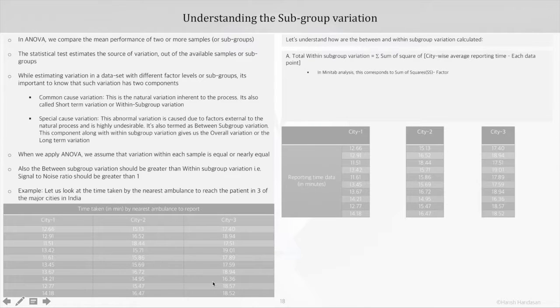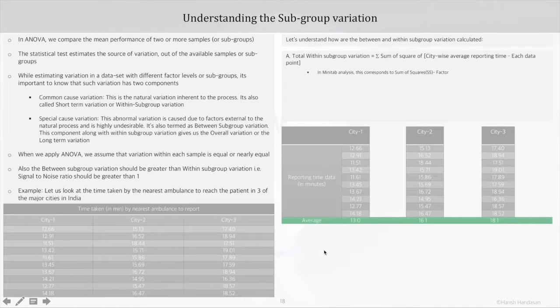Now starting with the total within subgroup variance, it's given by the total of the sum of squares of the city-wise average reporting time minus each data point for all the levels. That is, it is the difference between each data point and the mean for that subgroup. You square it, add it for all the levels, you get the total within subgroup variance. Statistically, you will see these values as sum of squares for factor in the ANOVA table.